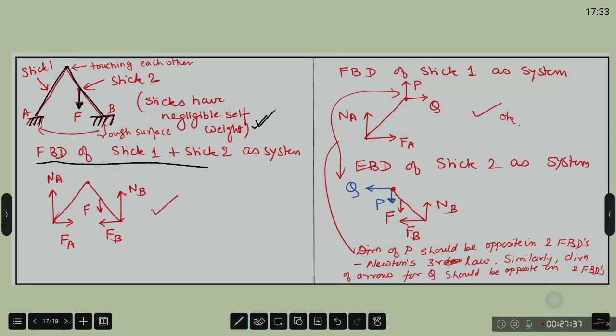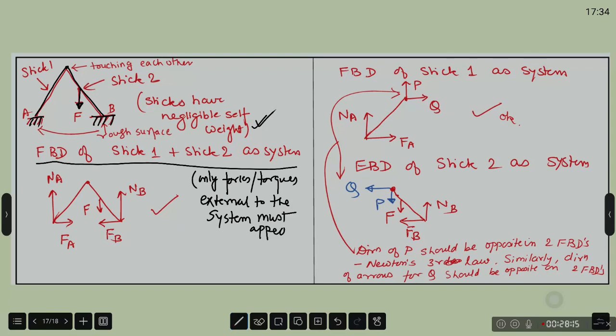Remember, in a free body diagram, only external forces and torques, external to the system, must appear. So the force that stick 1 is exerting on 2 will not appear here, right? Because 2 is also part of the same system. So this is the correct free body diagram according to my knowledge, my awareness.